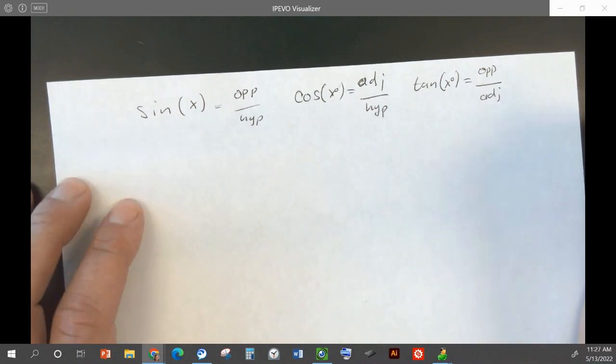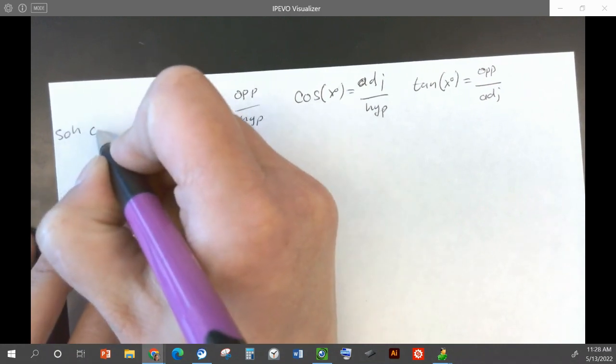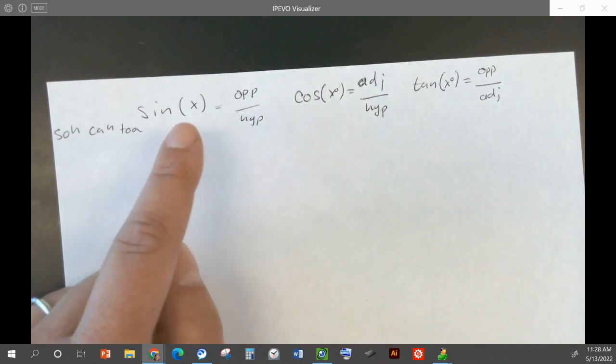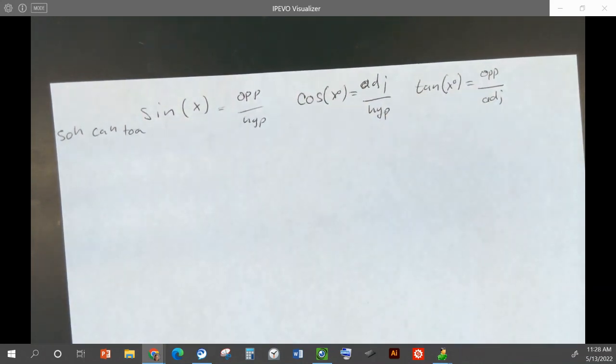And then I remember this using that trick. I remember SOH CAH TOA, and that's how I remember which sides go with sine, which sides go with cosine, and which sides go with tangent, and how they're related.